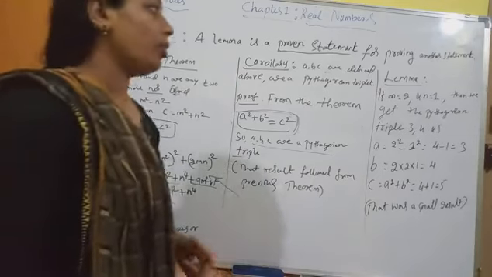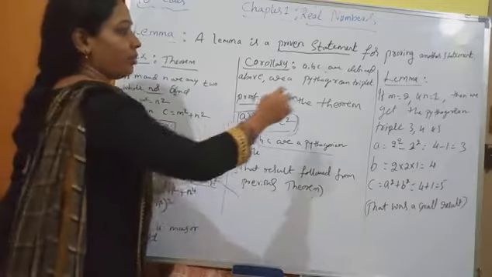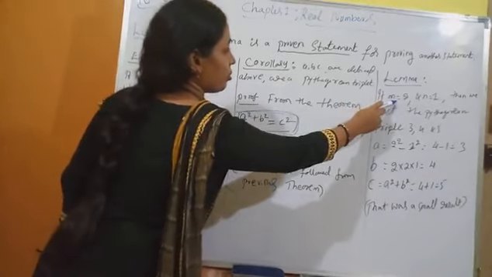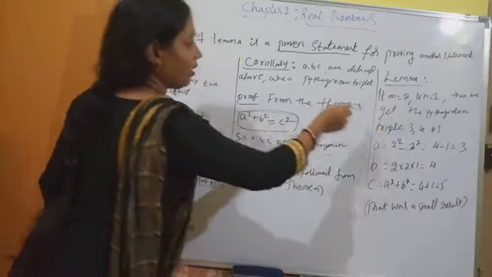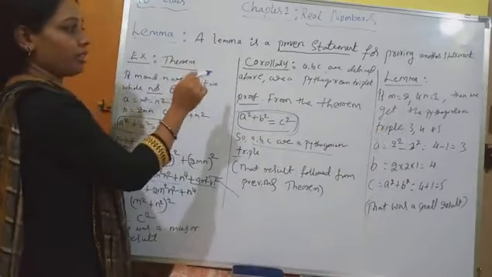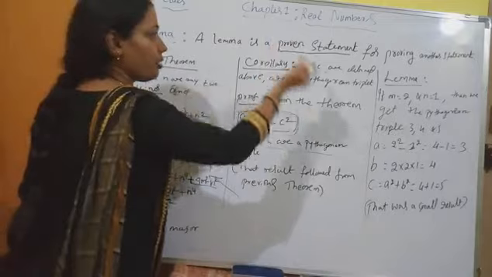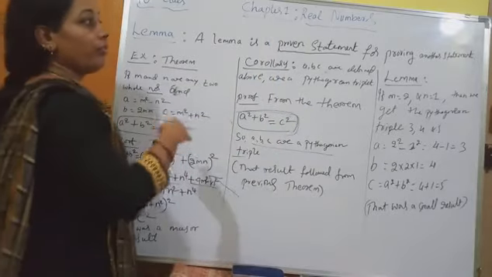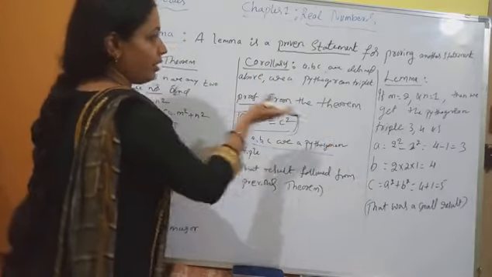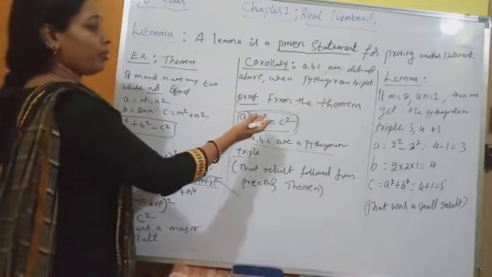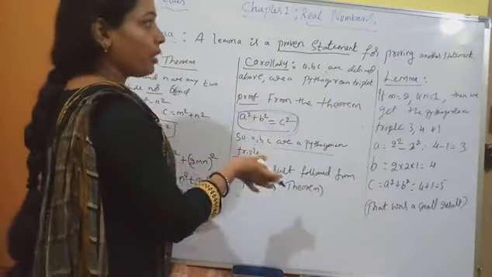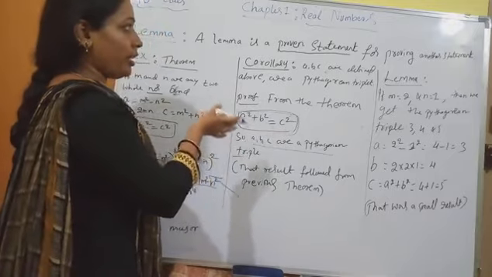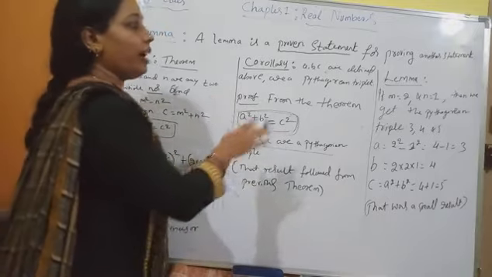Then come to lemma. What is lemma? Same thing. If you take the value of m equal to 2 and n equal to 1, then we get the Pythagorean triple. So what is lemma? Already we said, lemma is a proven statement. Already it is proved. For proving another statement, already we said a square plus b square is equal to c square is known as Pythagorean triplet. Again we are proving another statement by taking a proven statement.